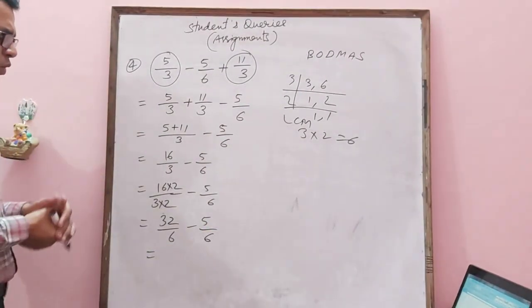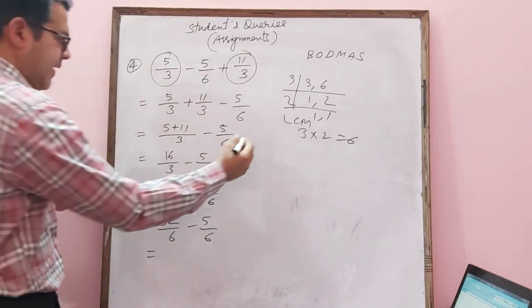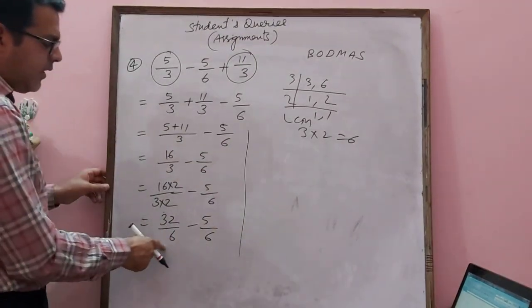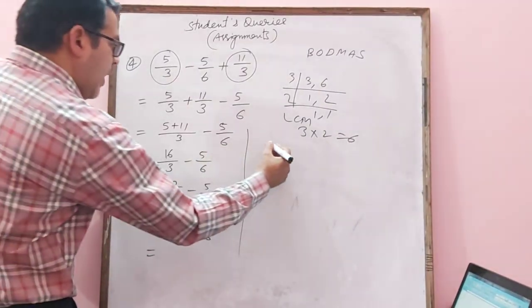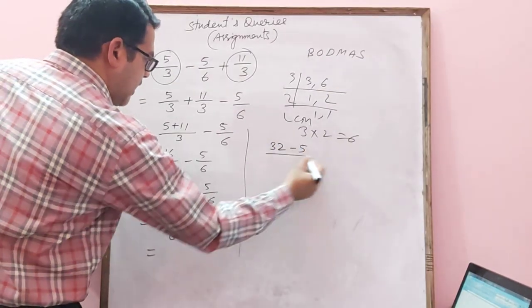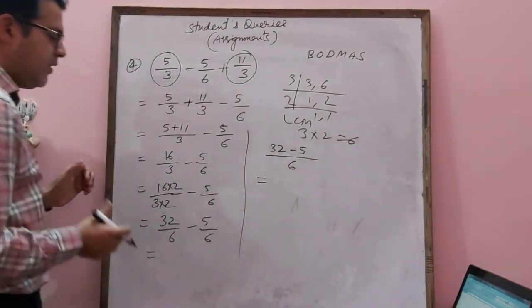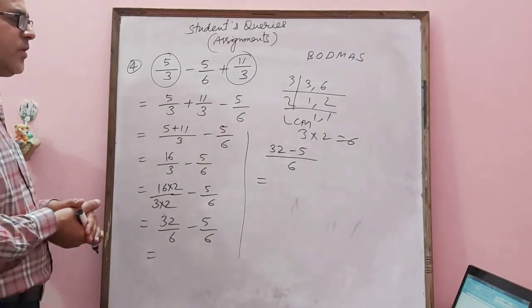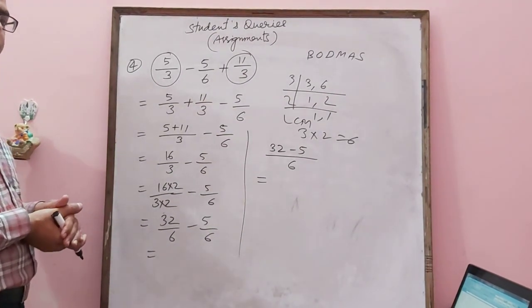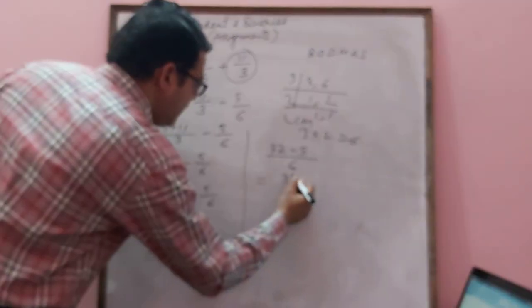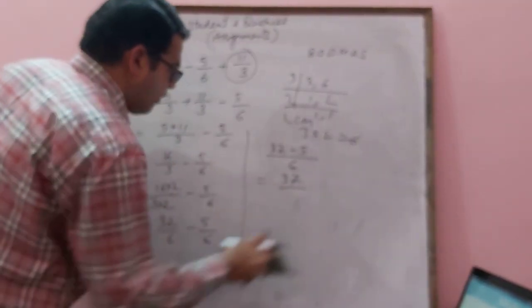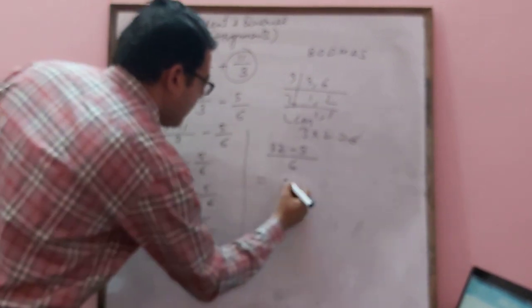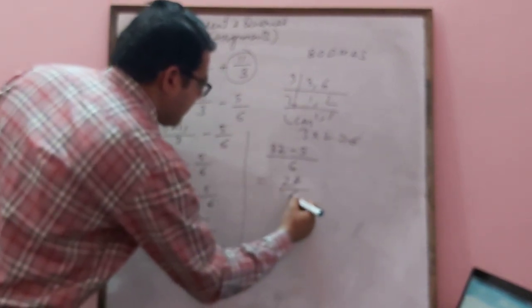Now 32 by 6 minus 5 by 6. I am solving here now. So these are like fractions now. So as per rule, we can subtract their numerators now. We can subtract 5 from 32 directly. Now 32 minus 5. What will come here? 27 we can write it by 6. So if we subtract 5 from 32, we have 27.